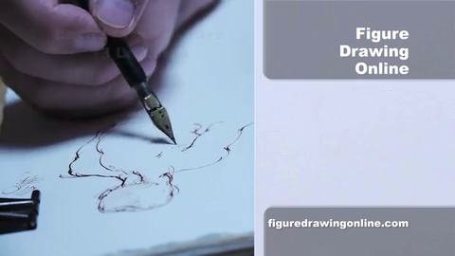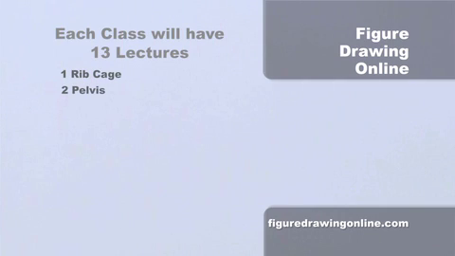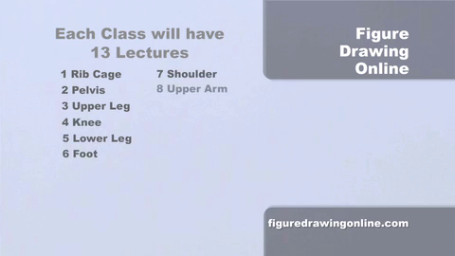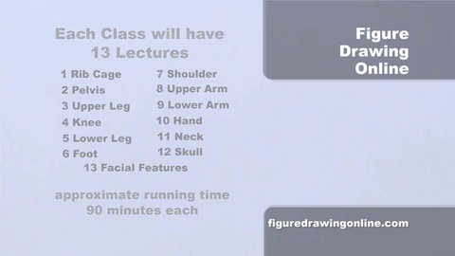With both classes I will go through all the parts of the body: the rib cage, pelvis, upper leg, knee, lower leg, foot, shoulder, upper arm, lower arm, hand, neck, skull and the facial features. Each of these will have a dedicated lecture of approximately an hour and a half running time.